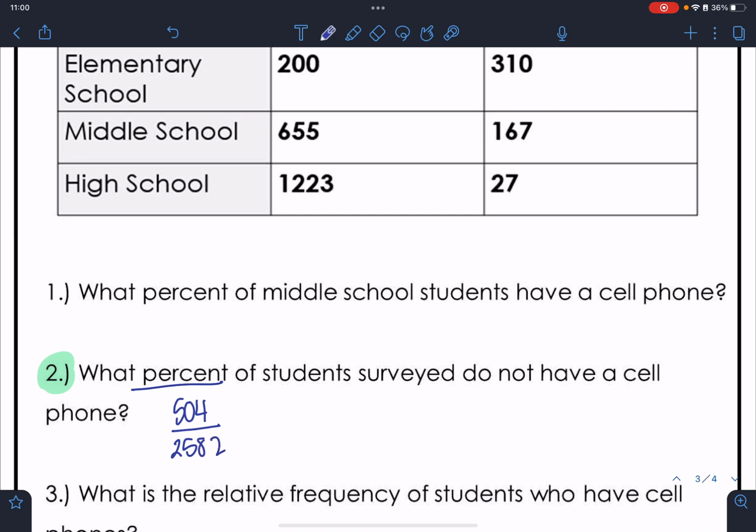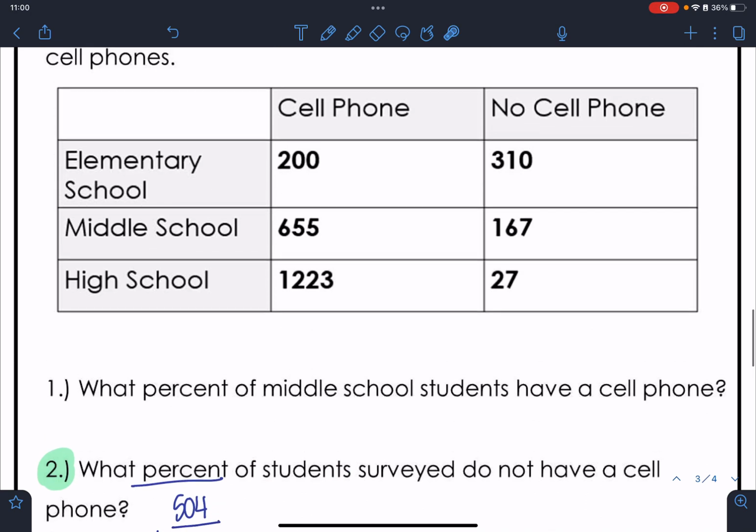No, I think you did the ones that did have the cell phone. We want total, okay? So 2582, I'm going to put a star next to that number because that's going to help you with some of the other ones. That's going to be your total of all students, okay? Because it doesn't say what percent of elementary, it just says of students. We have to add every single one of those numbers up, okay?